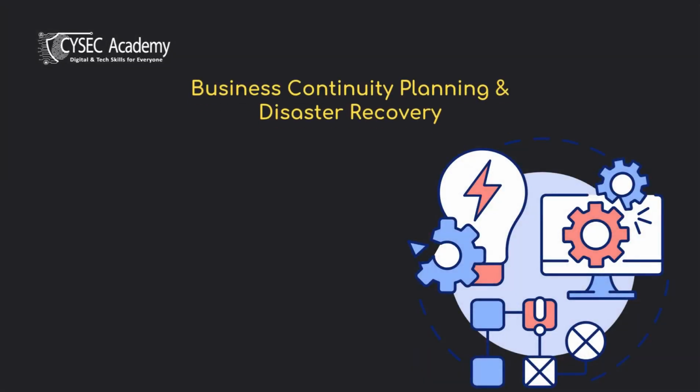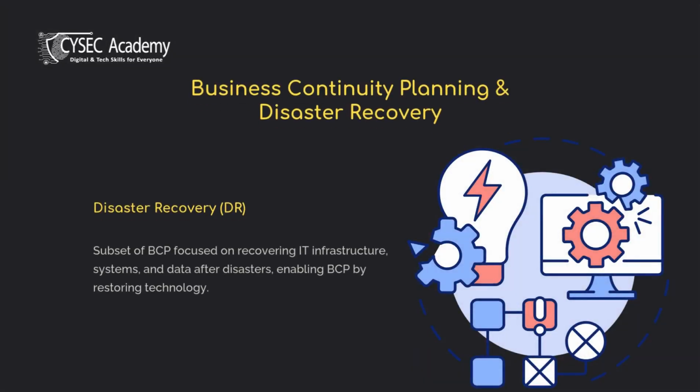Disaster recovery (DR), a subset of BCP, is specifically focused on the recovery and restoration of the organization's IT infrastructure, systems, and data after a disaster, natural or man-made. It focuses on recovering that technology needed to support business functions. Now let's explore the relationship: DR enables BCP. You need working IT systems (DR) to perform critical business functions (BCP). BCP defines how quickly functions and systems need to be recovered, setting objectives for DR.